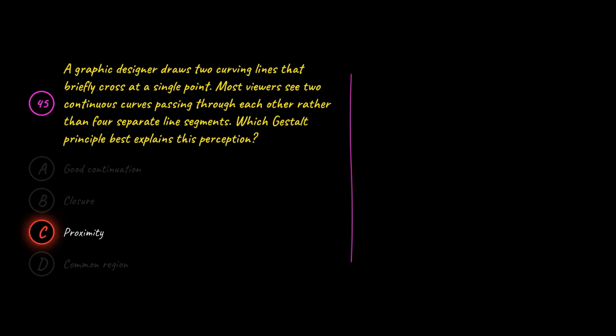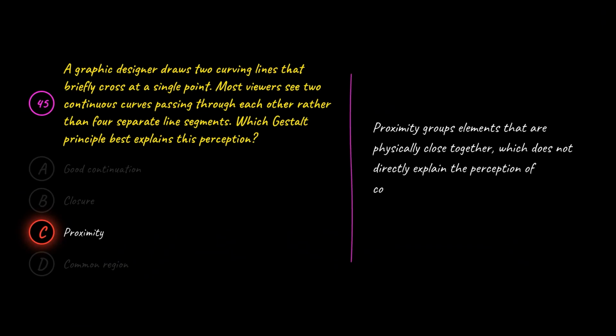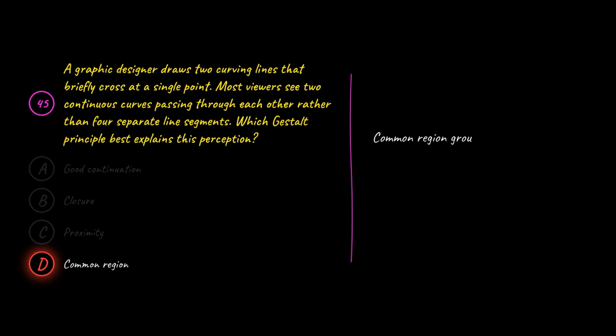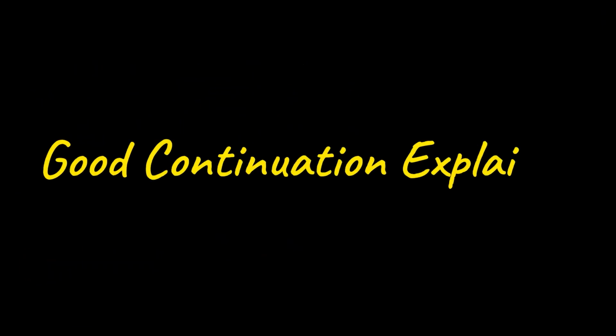C is wrong because proximity groups elements that are physically close together, which does not directly explain the perception of continuous curves through a crossing point. D is wrong because common region groups elements within a shared bounded area and is not the principle behind continuous curve perception. Good continuation is the Gestalt principle that explains why elements along a smooth, continuous path are perceived as belonging together. It's one of several organizing rules the visual system uses to make sense of a noisy retinal image.